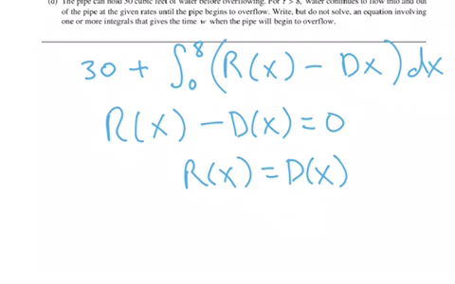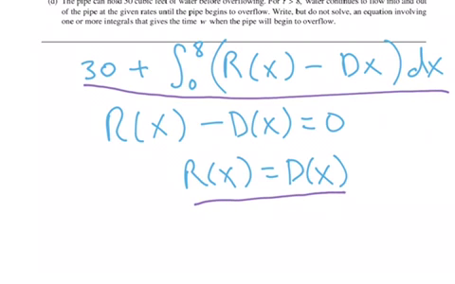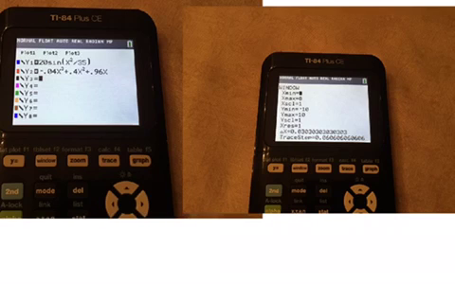So note that the equation I'm using is not the integration, right? The integration formula is here. I'm not touching that yet. I'm saying when the equations for the rates are equal to each other. So what do we do?